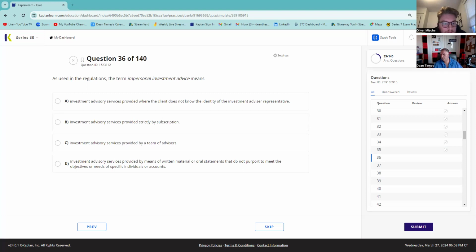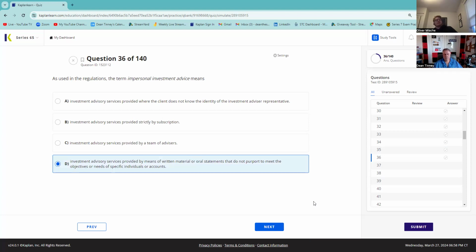Not A, not B. Let's see, it's D. Good job. I thought I'd seen this question. I think I've always thought it was C until recently, because what would that be like if you're getting advice from a group of advisors?